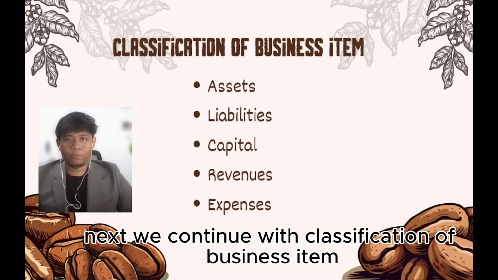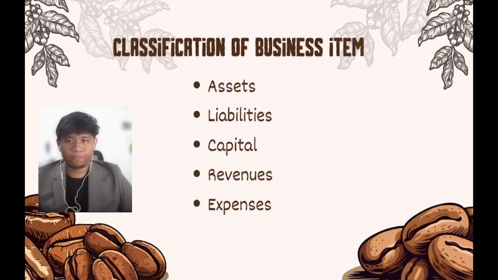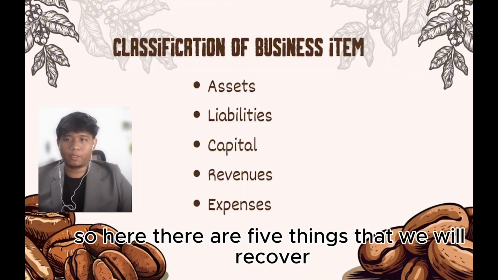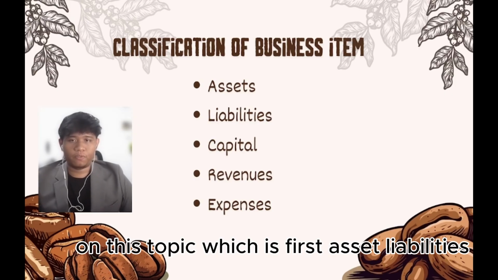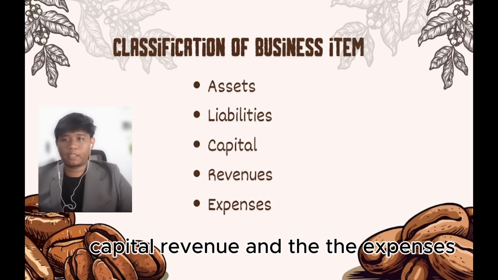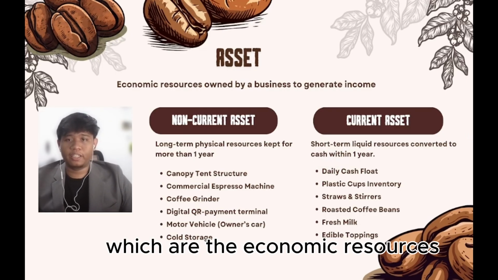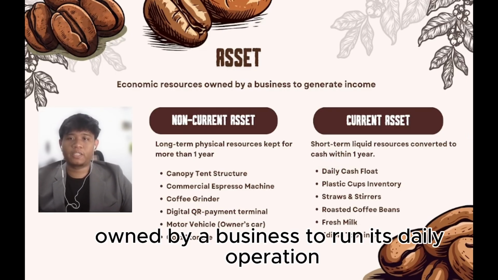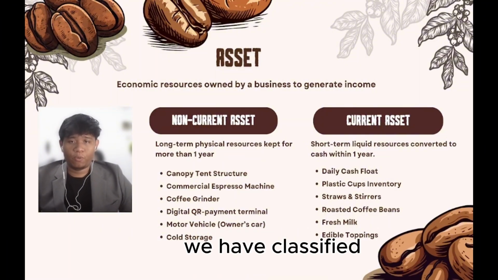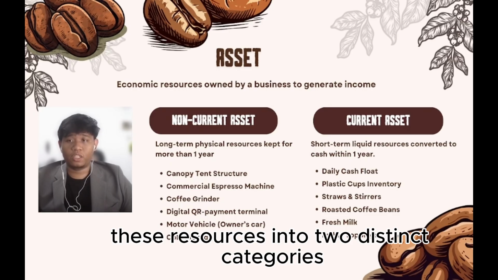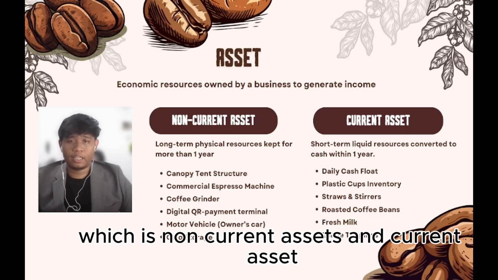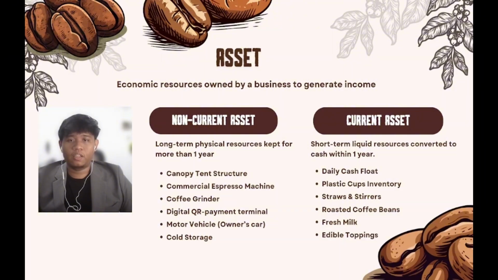Next, we continue with classification of business item. So here, there are 5 things that we will cover on this topic, which is first asset, liabilities, capital, revenue, and the expenses. So, let's begin with assets, which are the economic resources owned by a business to run its daily operation. For Sinngahngopi, we have classified these resources into 2 distinct categories, which is non-current assets and current assets.